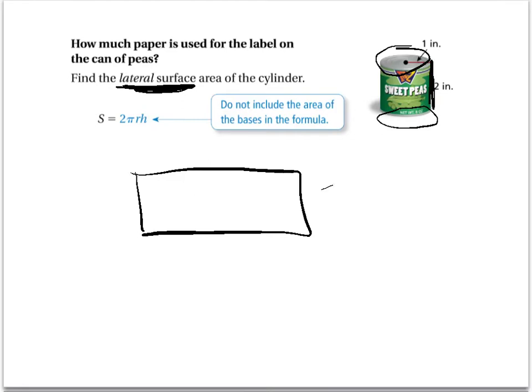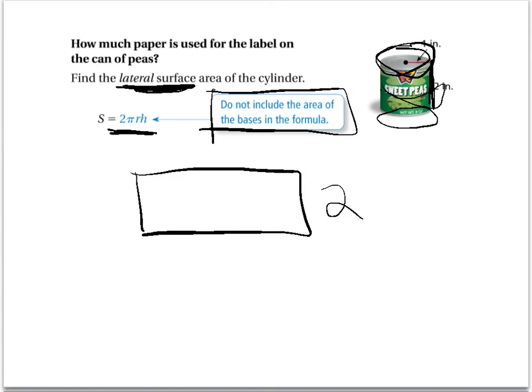I know the height is 2, so I put the 2 down. As it says here, do not include the bases in the formula. I'm not looking for this. I just want to know how much paper goes around the outside. I think this is a good problem to look at because it's pretty easy right now. You should know how to find the area of a circle. The area around a cylinder is the tricky part we haven't done much of.